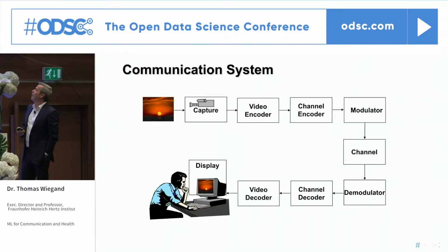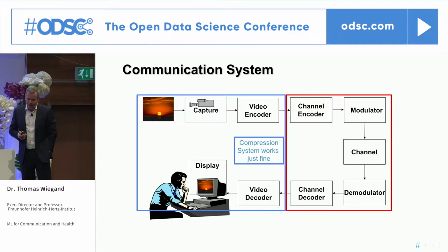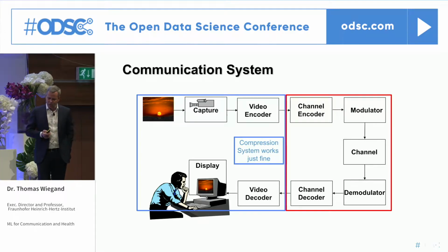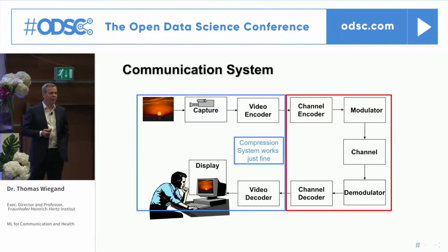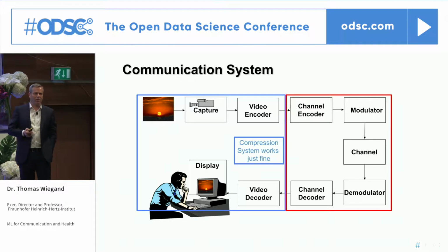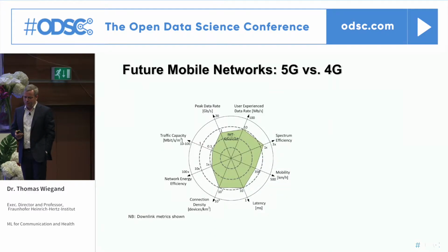So let's talk about the second part of the communication system. So we just assume compression works just fine. Actually, it can't work perfect, at least from our current understanding, but that will be a different talk. And we'll talk about the transmission system. And the most important kit on the block is 5G.